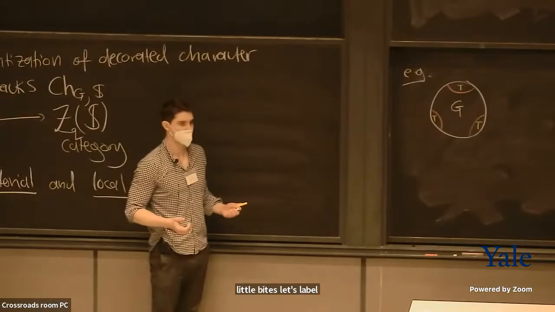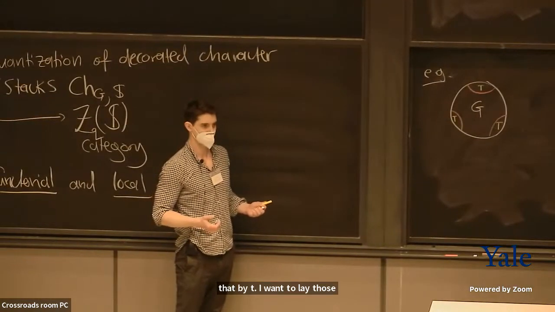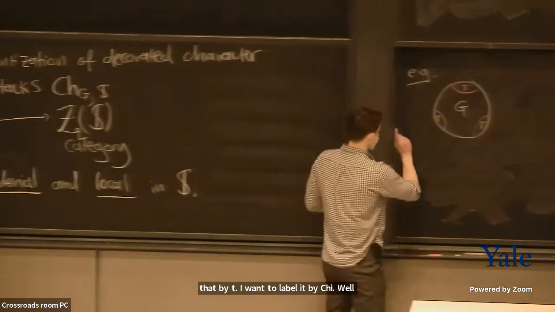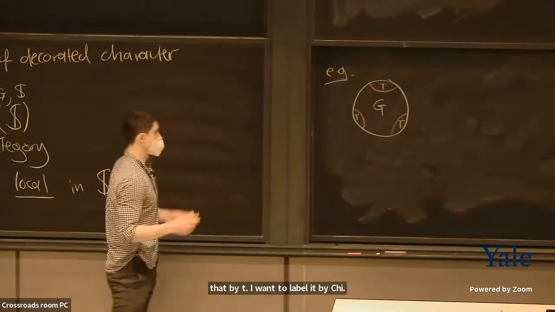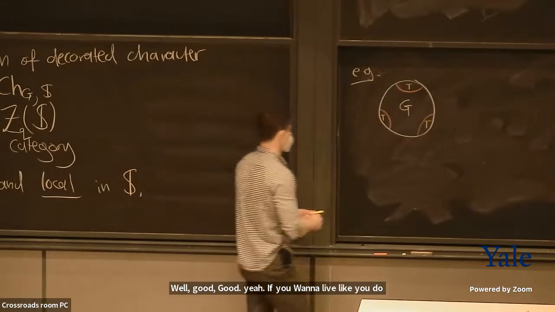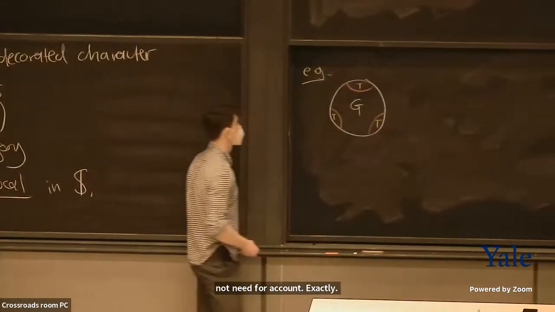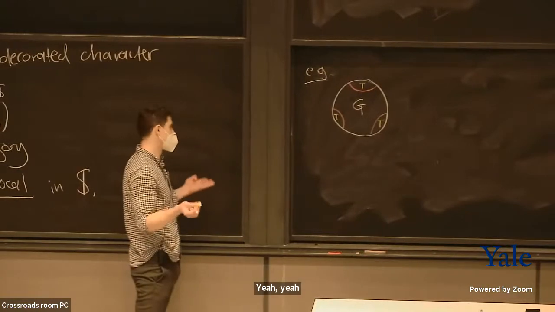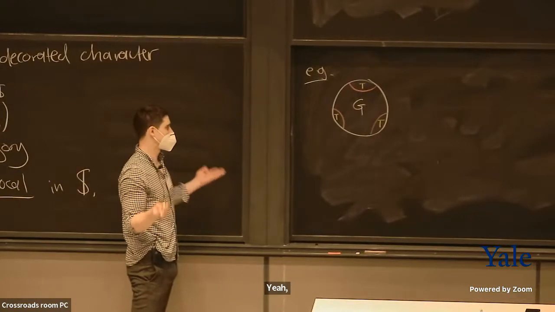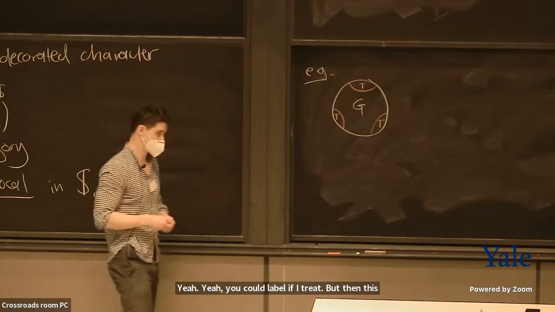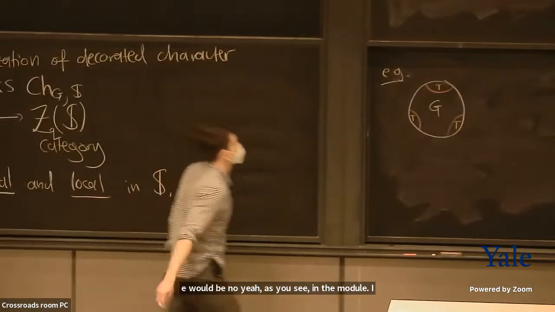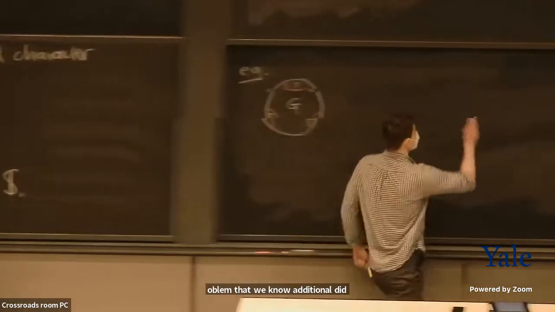If I want to label it by G, I don't need to draw a curve. Well, good. Yeah, if you want to label it by G, you do not need to draw a curve. Exactly. Precise. You could label it by G, but then there'd simply be no additional data, as you see in the moduli problem. Good. So this would be a triangle.